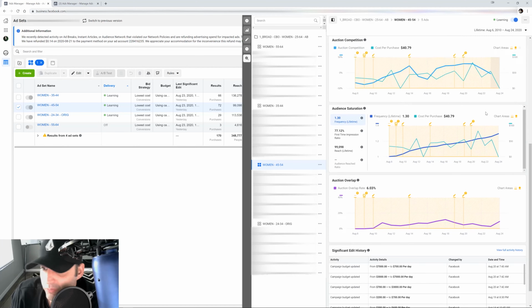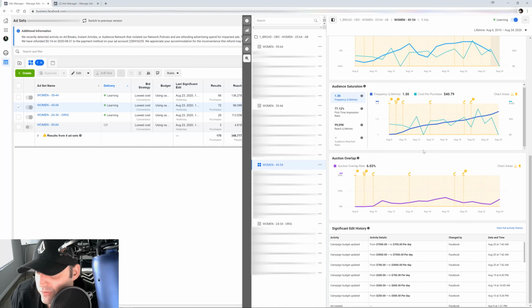The other thing that you want to check here is your audience saturation. So for example, in this particular ad set, we're still good because we're at a 1.3 and 77% of people is the first time that they're seeing your ad, right?